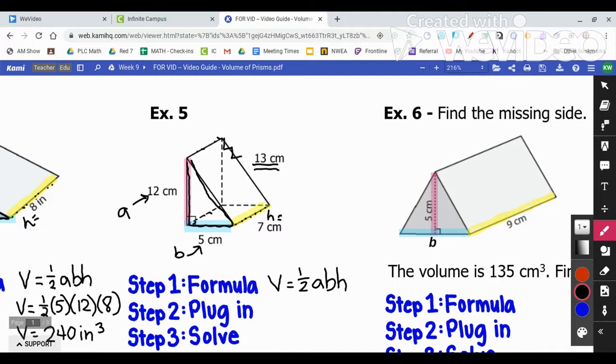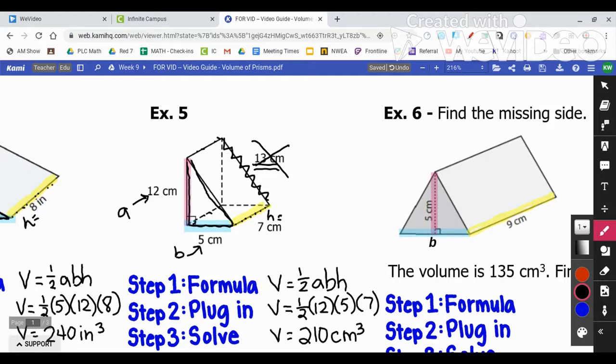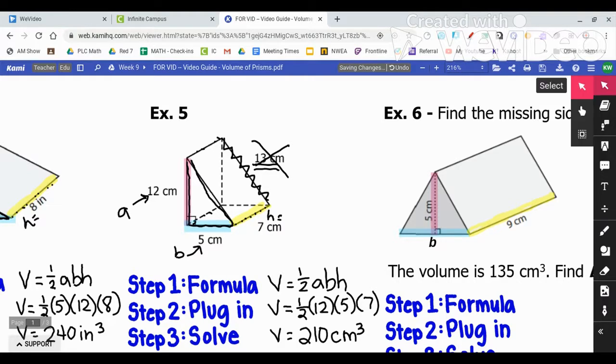Now there's this weird dimension up here, 13 centimeters. That's this side of the triangle. We don't need that dimension to calculate volume, so please do not use it. It is set there as a trap. Only plug in the height and base of the triangle and the height of the prism. And once you multiply those together, you find that the volume is 210 centimeters cubed.